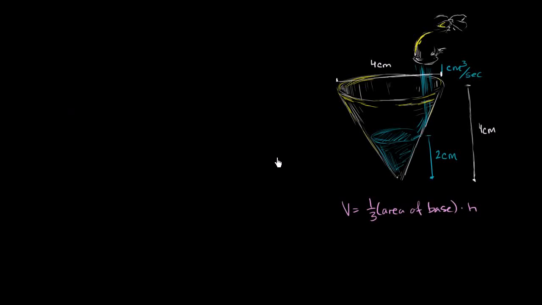So we've got a very interesting scenario here. I have this conical thimble-like cup that is 4 centimeters high, and the diameter of the top of the cup is also 4 centimeters. And I'm pouring water into this cup right now at a rate of 1 cubic centimeter per second. And right at this moment, there is a height of 2 centimeters of water in the cup.